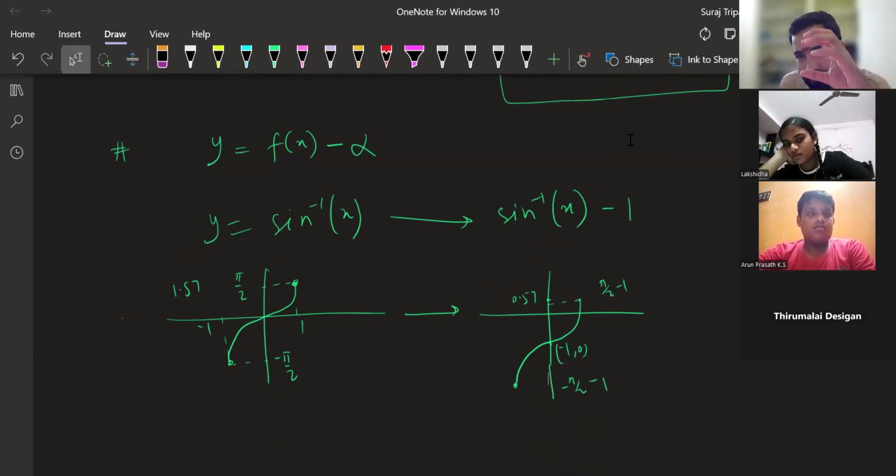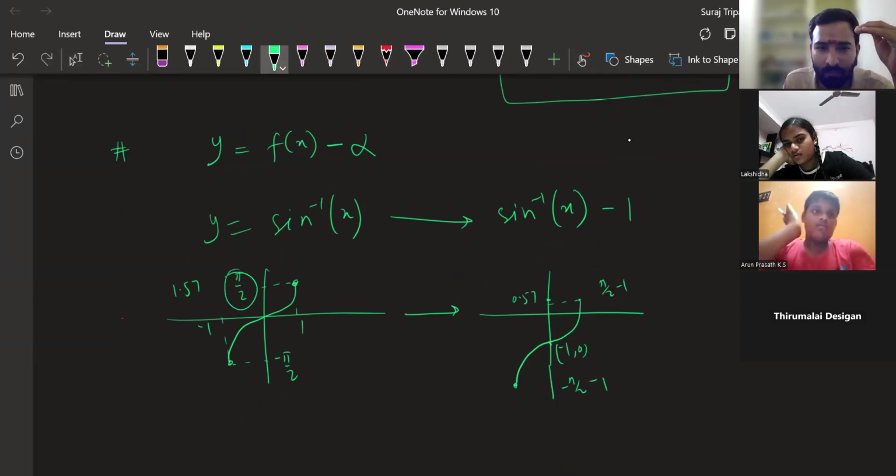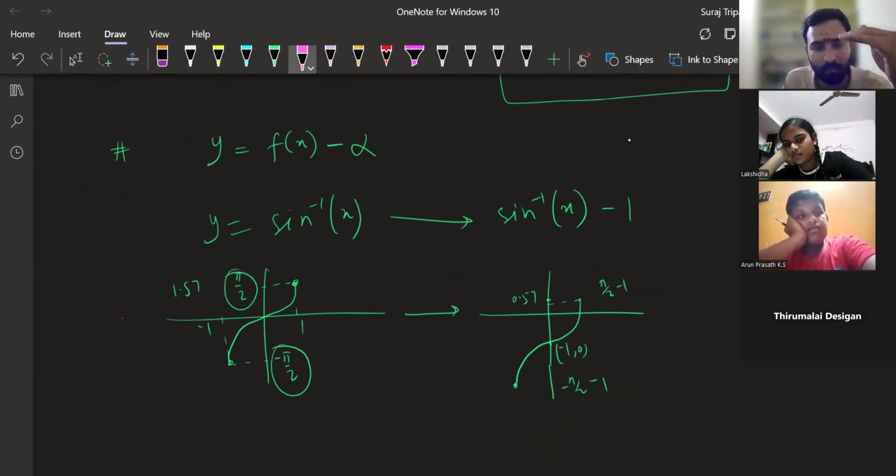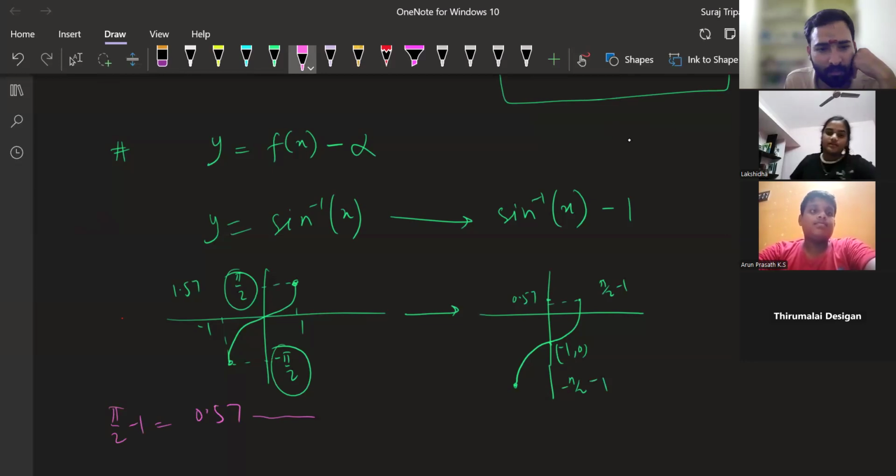Subtracting means you have to subtract 1 from the maximum value and 1 from the minimum value. My maximum value on the y-axis is pi by 2, and the minimum value is minus pi by 2. Now subtract 1 from both values. Pi by 2 minus 1 is 0.57. This is an irrational number, so many digits will be there, so you will get only 0.57. So the range is minus pi by 2 minus 1 up to pi by 2 minus 1, comma 0.57. Right, Arun?